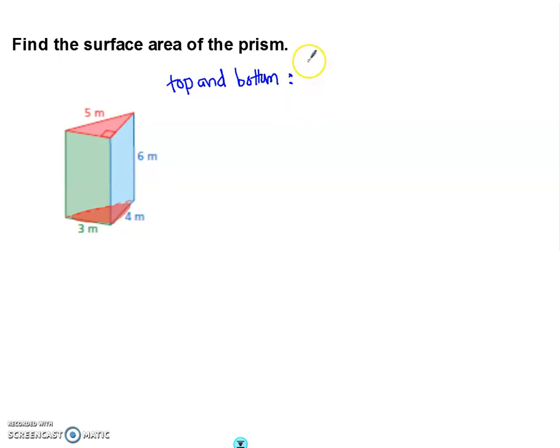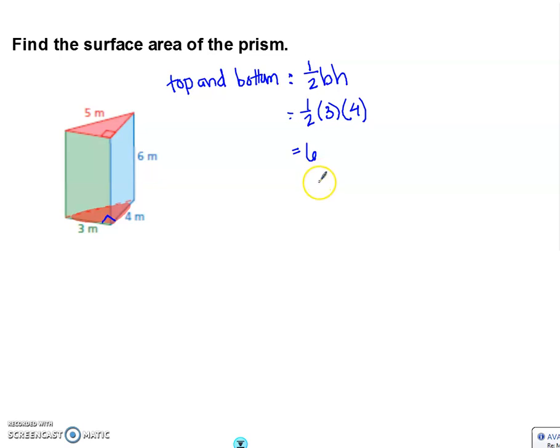The top and bottom are triangles. So the formula is like this: 1/2 base times height. When we choose a base and height, they must be perpendicular. They must meet at a right angle. So in this triangle, the base is 3 and the height is 4. 1/2 base times height. 3 times 4 is 12, and half of 12 is 6. So one red triangle is 6 square meters.